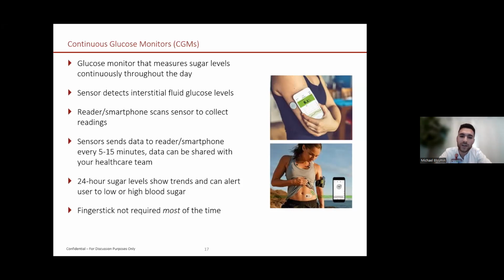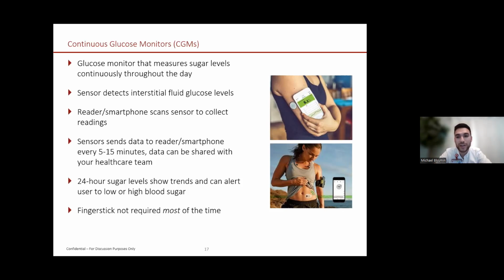The sensors, depending on which one you get, send data to your reader every 5 to 15 minutes, and that data can be shared with your healthcare team, can even be shared with your family, friends, and as you can see, based on this setup, it's going to continuously catch those readings and continuously share those readings. It gets 24-hour sugar levels, and this allows us to see trends. It can also even alert you if you're having low or high blood sugar.